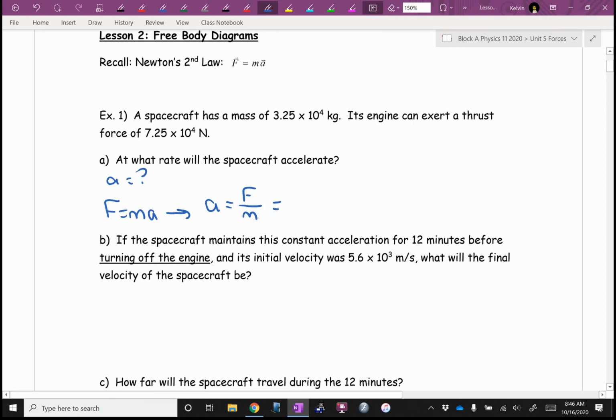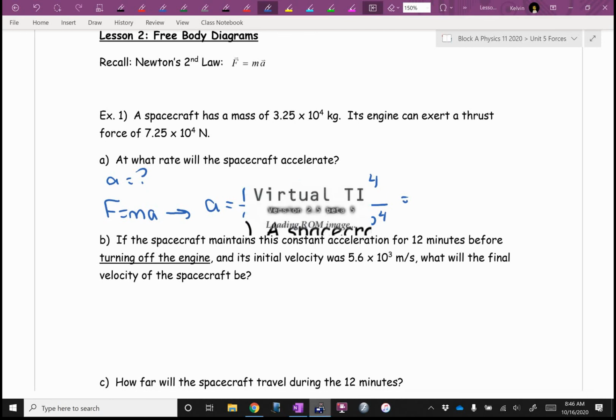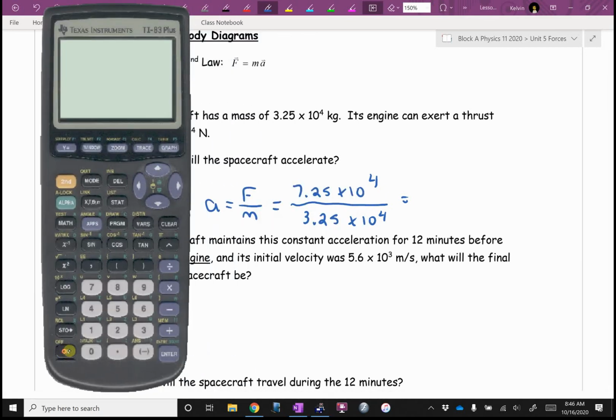You're going to see that acceleration is an important enough concept that we're going to have many different ways to find it. And so I use what information the question gave me as I'm reading. It already guides my thoughts in a certain direction. 7.25 times 10 to the fourth divided by 3.25 times 10 to the fourth. Time to get my trusty calculator out. 7.25 times 10 to the fourth divided by 3.25 times 10 to the fourth, and I get 2.23.